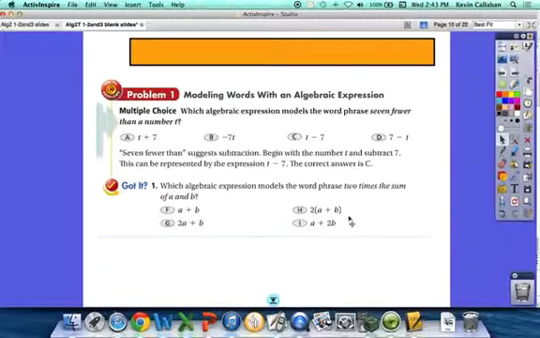How about this one? Which one of these four is 2 times the sum of A and B? Okay, 2 times the sum. Well, where is the times in that H? The parentheses means multiply. What do we mean by the sum? It's the add, right? So the right answer is H.